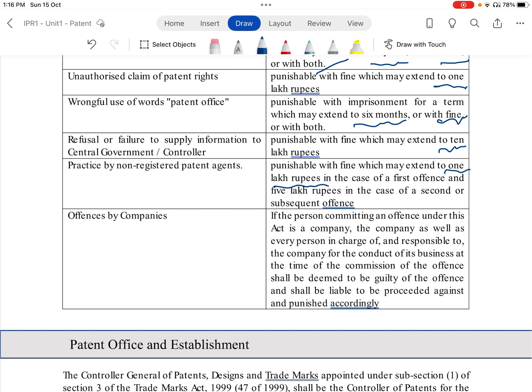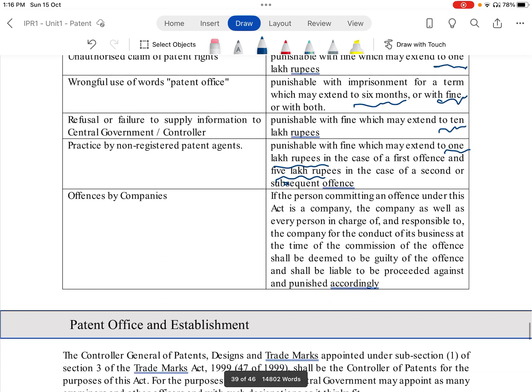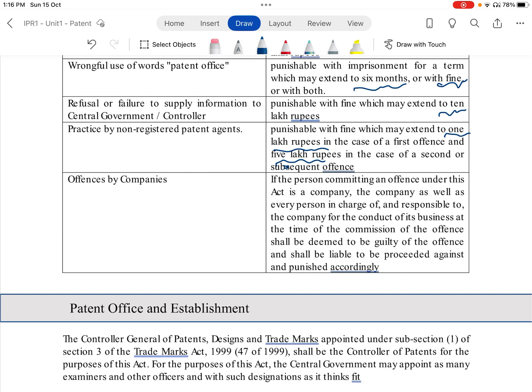Okay, and if the offense is repeated, the first time it is 1 lakh, and then it goes up to 5 lakh rupees. If offenses of this kind are committed by companies, then whoever in that company is in charge of that particular function will be held guilty of the offense, and will be punished accordingly.